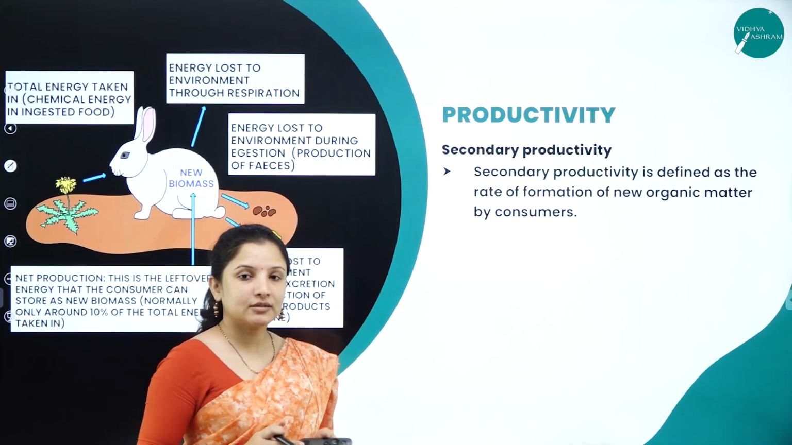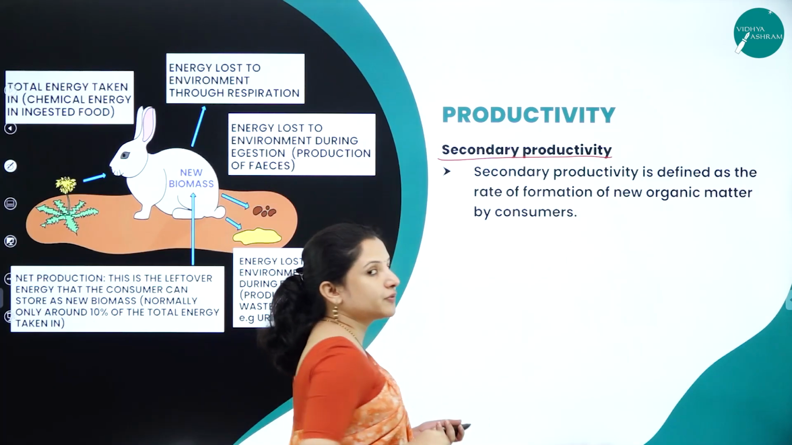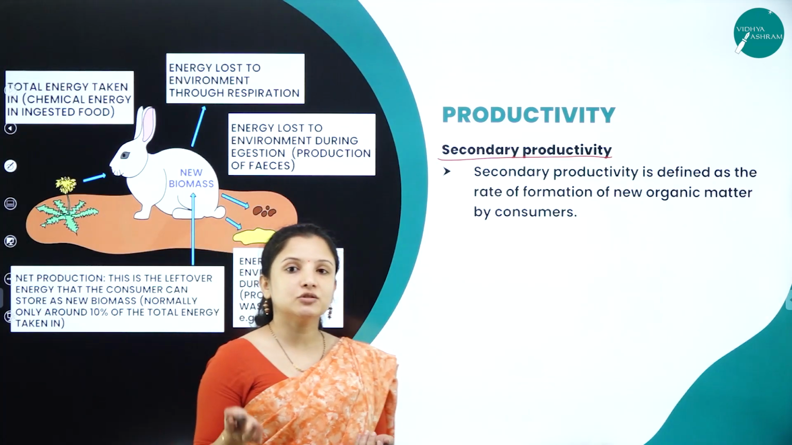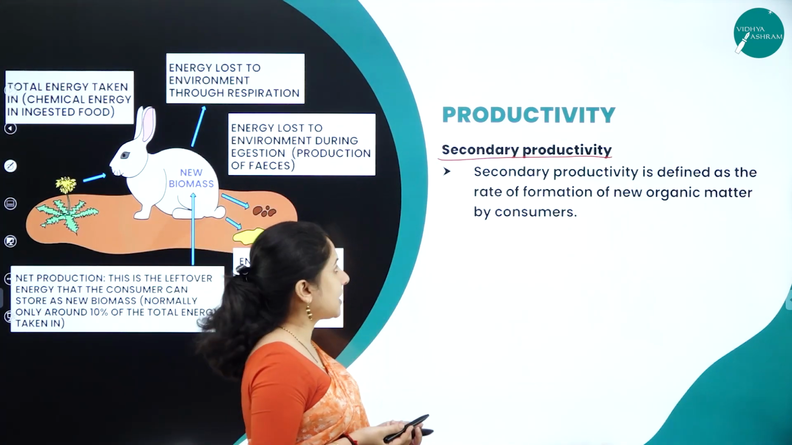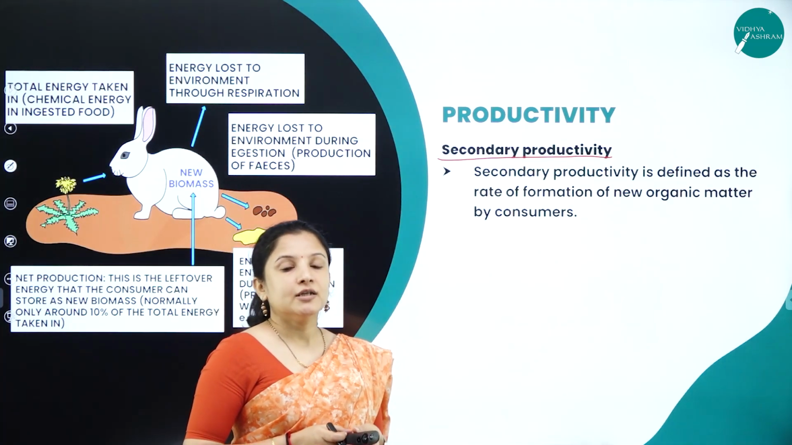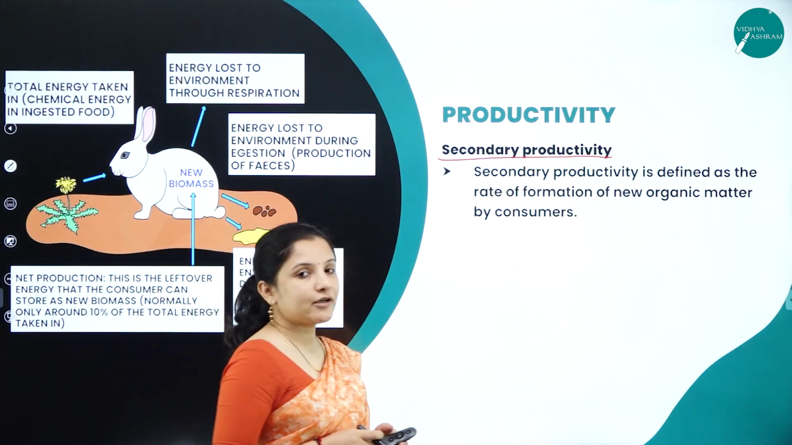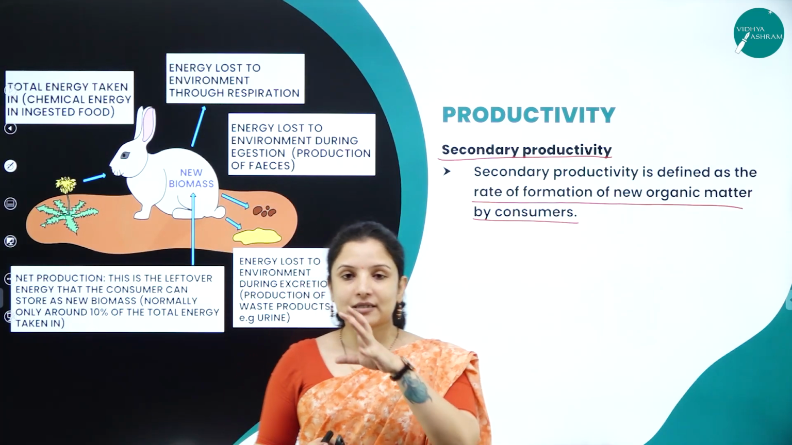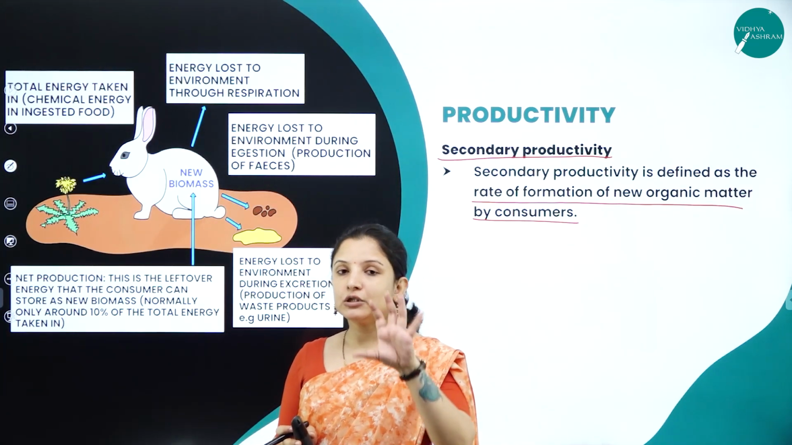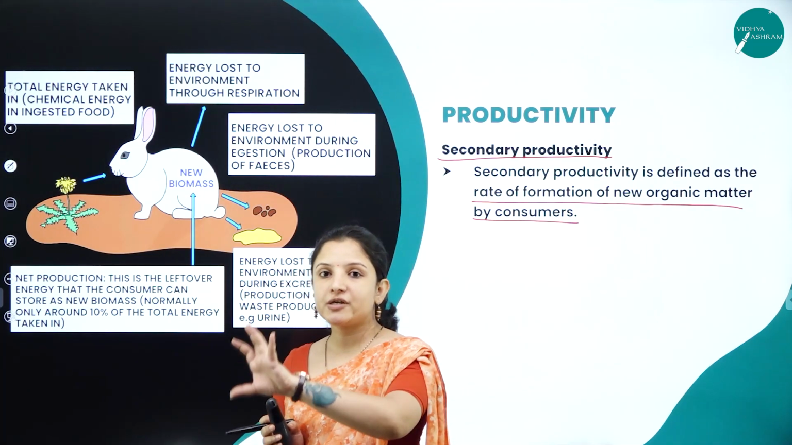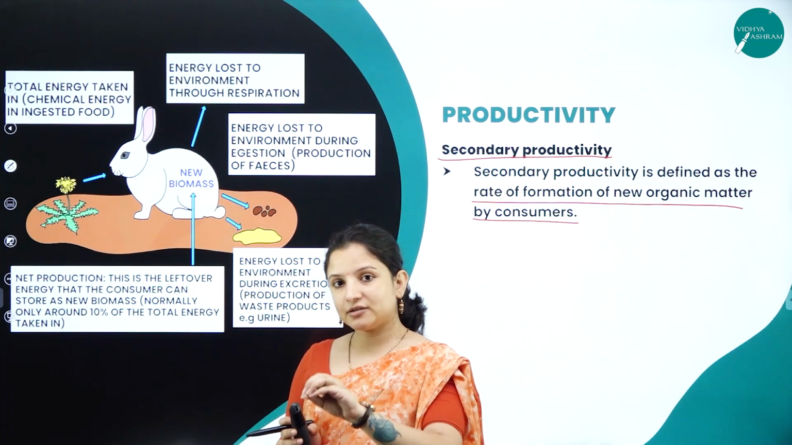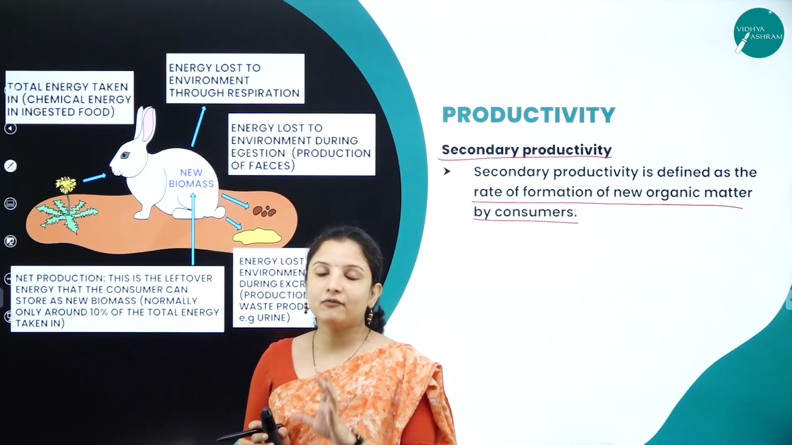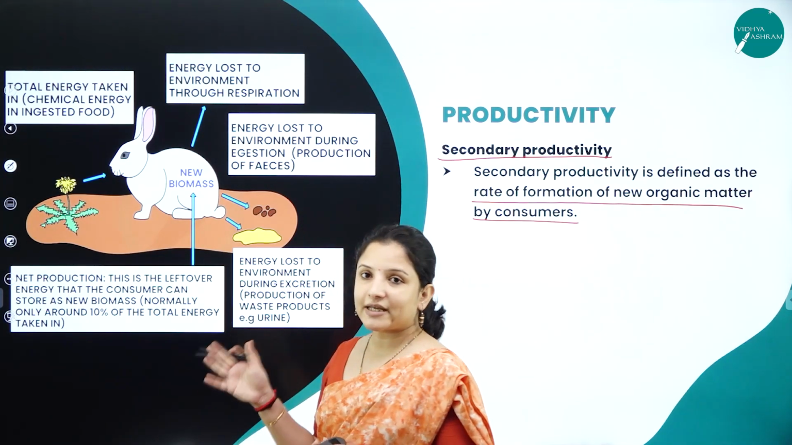So, next, talking about secondary productivity. We learnt about primary productivity, under that the gross primary productivity and the net primary productivity, and the factors which influence the primary productivity. Next we'll move on to secondary productivity. Secondary productivity is defined as the rate of formation of new organic matter by consumers. The consumers will feed on the autotrophs. When they feed on the autotrophs, some amount of energy will enter into the consumer. Once it enters into the consumer, that is the herbivores, how much energy they will have, the weight of that will give you the secondary productivity.